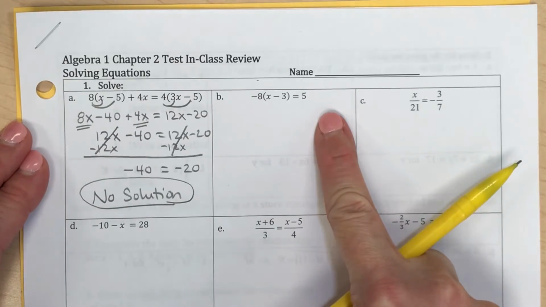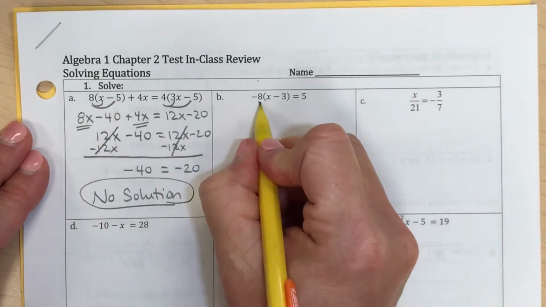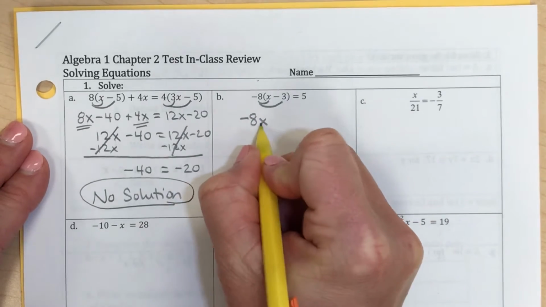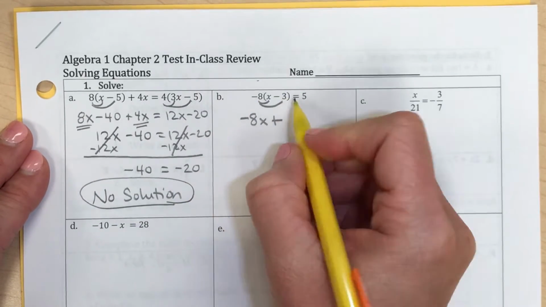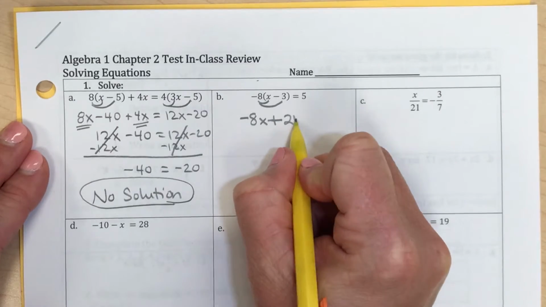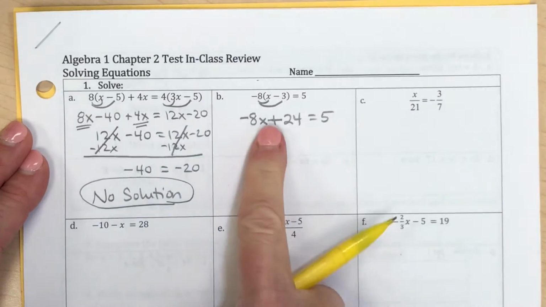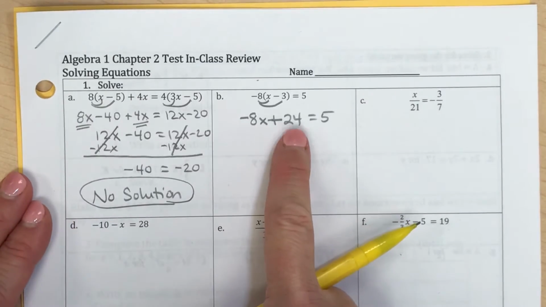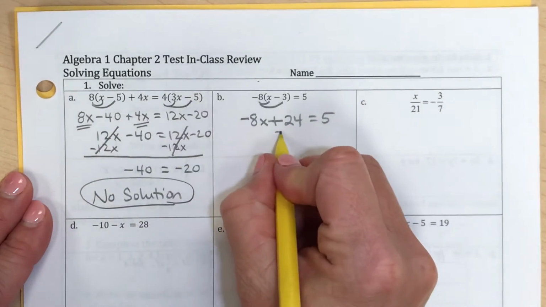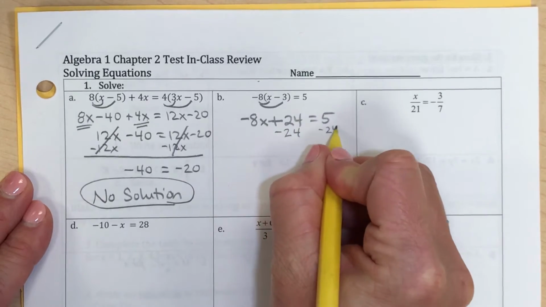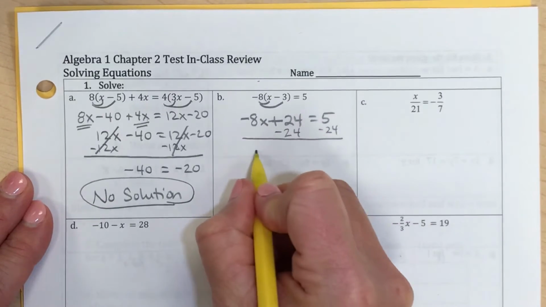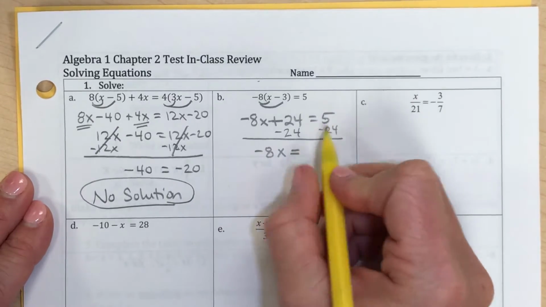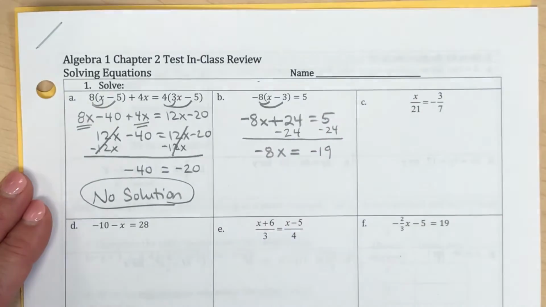Now letter B is going to be a little bit easier than this problem because we're only going to distribute on the left side here. So I have negative 8x plus negative 8 times negative 3, which makes this a positive 24 when you multiply. Now since I only have letters on the left side, I'm going to move the number 24 over to the other side by subtracting it over. So now what I'm going to have is negative 8x is equal to negative 24 plus 5, or negative 19.